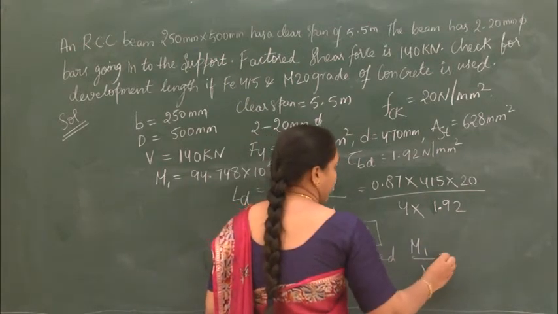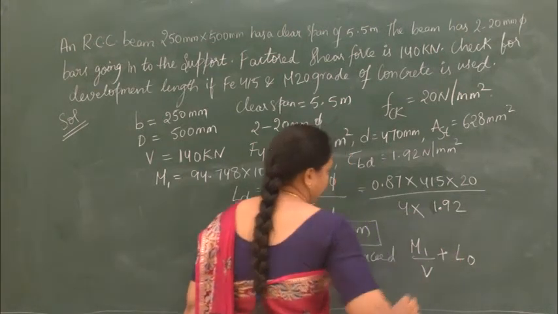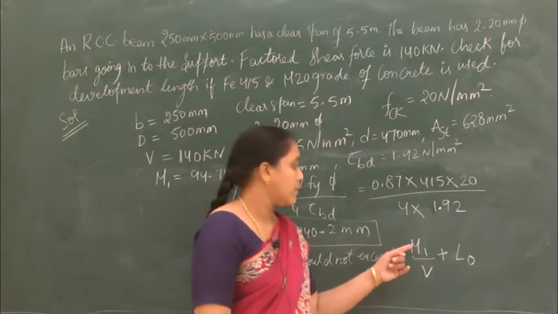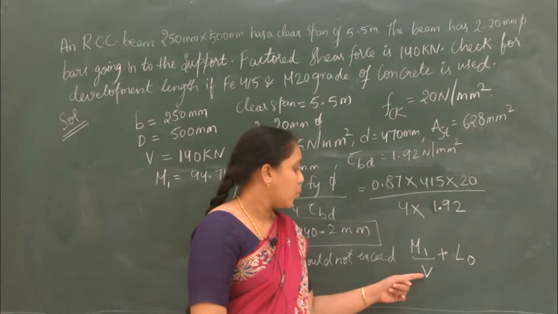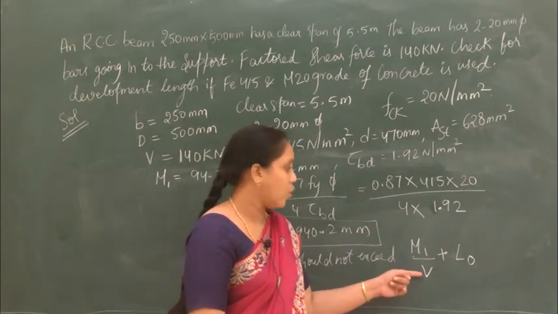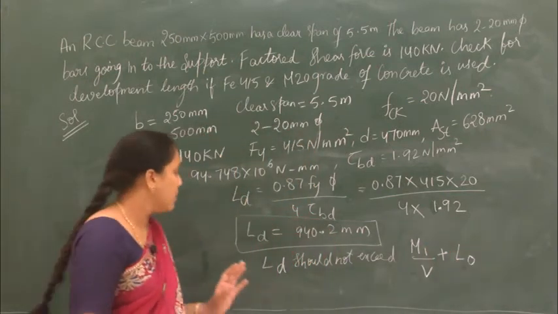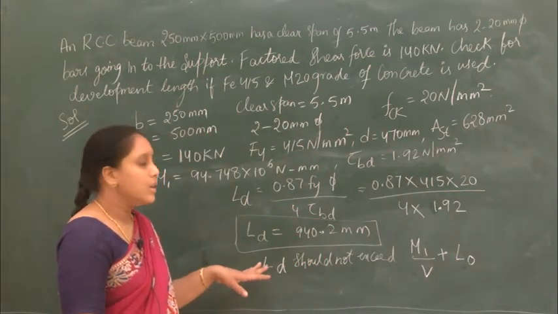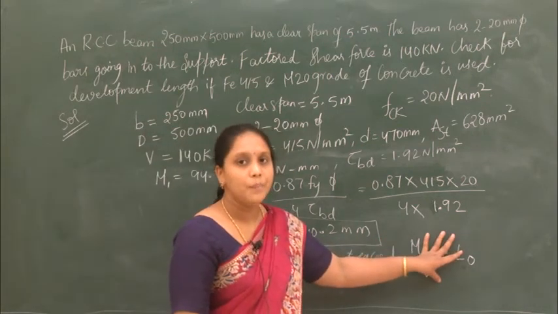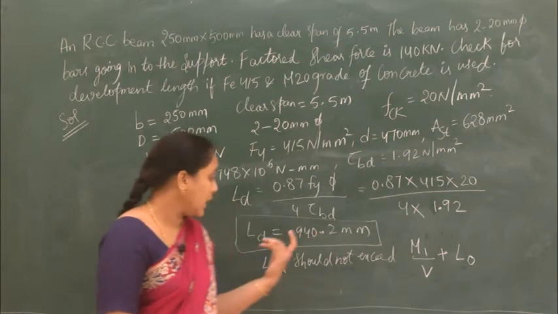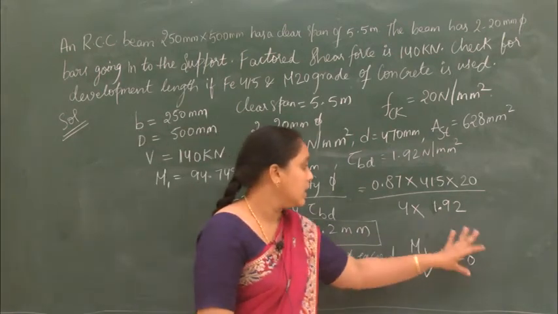M1 by V plus L0, where M1 is nothing but the moment of resistance at that particular section, V is nothing but the shear force, and L0 is nothing but the anchorage length. So what does this mean? The code has suggested that the value of this should always be greater than the LD value. That is, the LD value should not exceed this value.